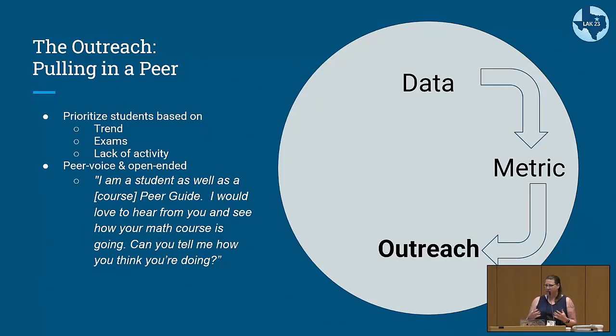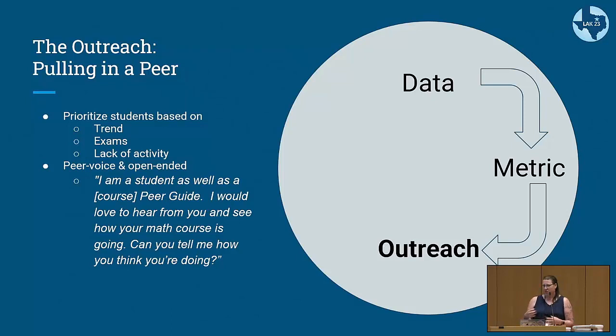And we gave this peer a list of students with a code for the outreach reason. The highest priority was a trend of this giving up metric, but we also looked for things like exam scores or just a total lack of activity, showing that students had disengaged with the course overall.